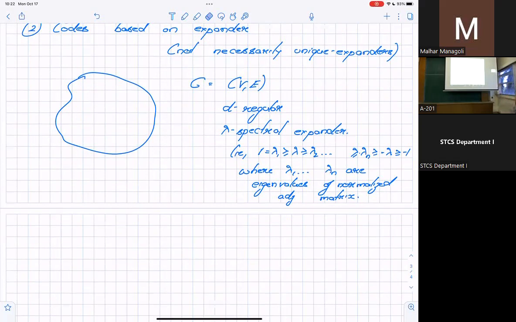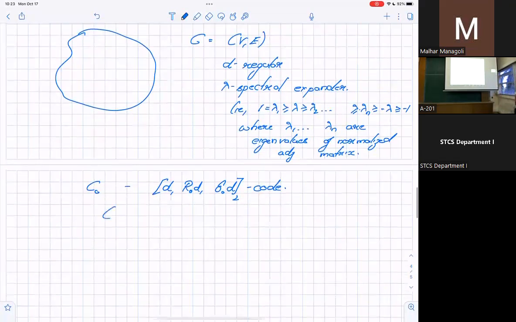And then we wanted the small code. C0 is a linear code sitting on F_2^D, with rate R naught and distance delta naught. It's a constant size code with rate R naught and delta naught, and the only requirement for us will be the condition that R naught should be greater than half and delta naught should be greater than half.